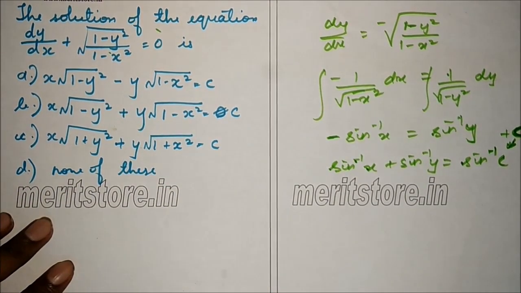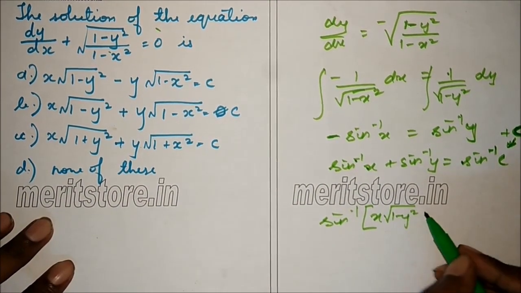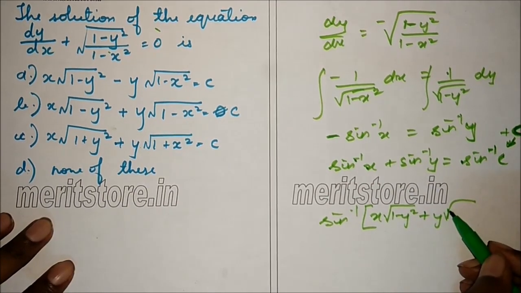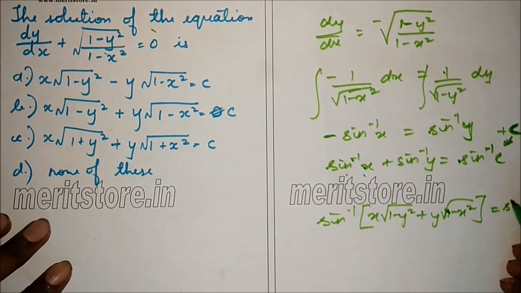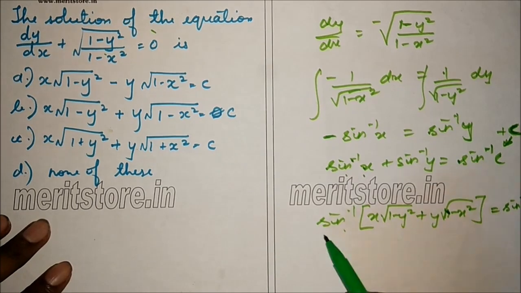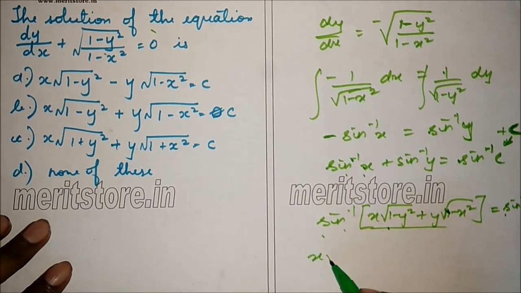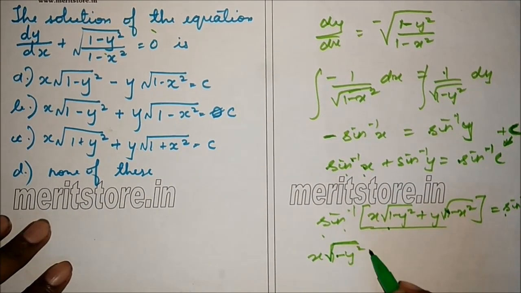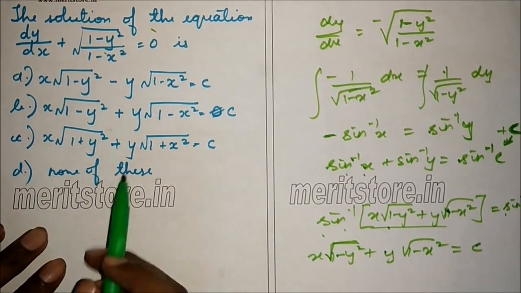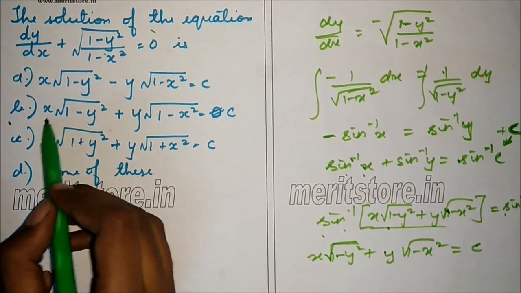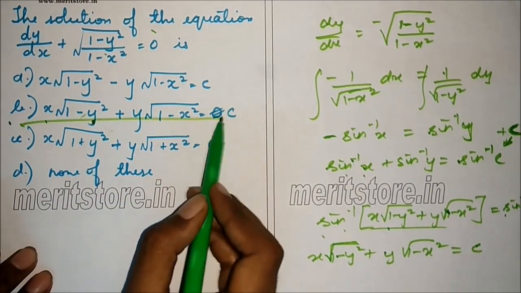So sine inverse of x plus sine inverse of y is sine inverse of x into root of 1 minus y square plus y into root of 1 minus x square. This is the formula for sine inverse of x plus sine inverse of y, and this is equal to sine inverse of c. So the angles must be the same, that is x root of 1 minus y square plus y root of 1 minus x square is equal to c, which is option B. x into root of 1 minus y square plus y into root of 1 minus x square is equal to c.